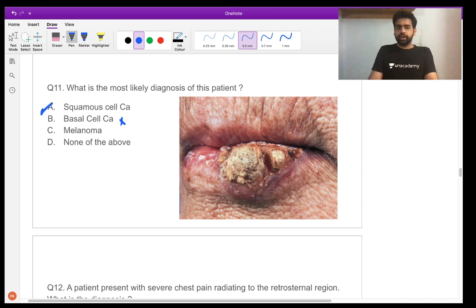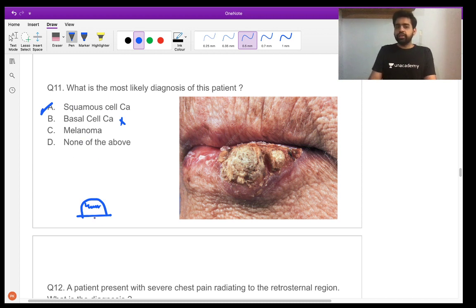Now, how do you distinguish between these? Understand one thing. If they want you to show an image of a basal cell carcinoma, they will not show you the rodent ulcer. They will show you a nodular lesion with a central dilated, telangiectatic vessel over it. So no, it is not that. The answer to this is squamous cell carcinoma.